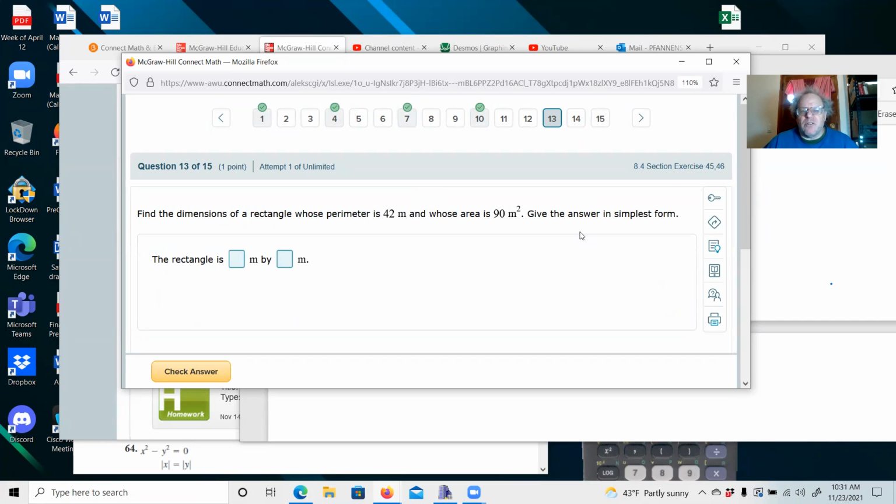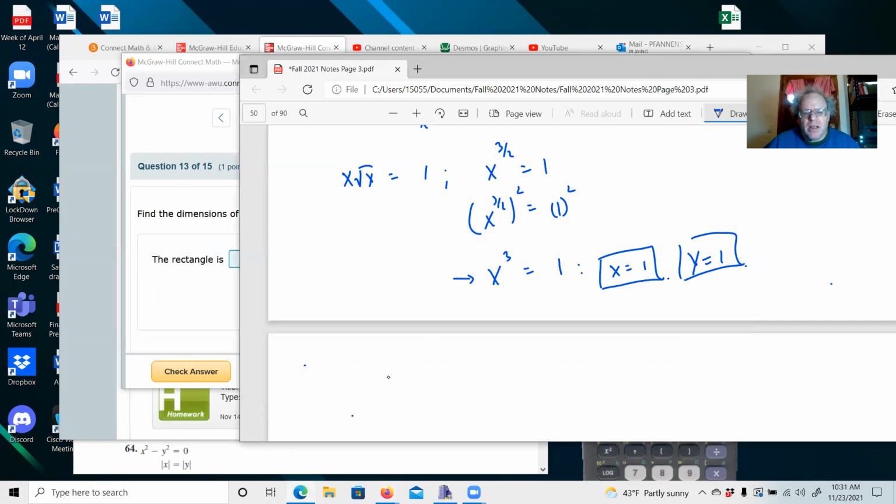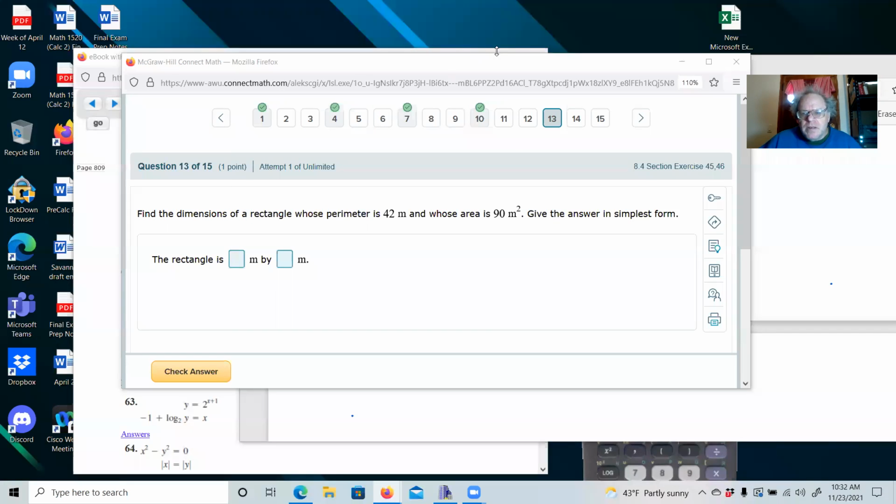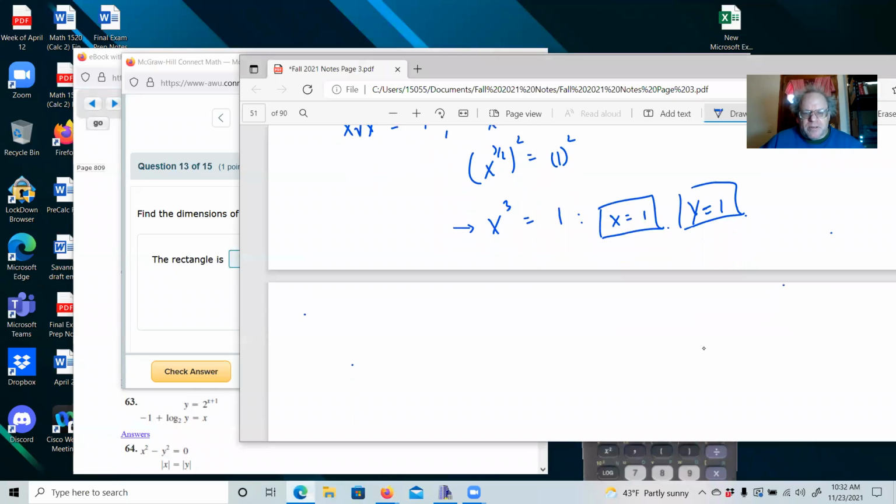Find the dimensions of a rectangle whose perimeter is 42 and area is 90. So let's draw a picture. What's a rectangle? My y will be the left and right side, because that's my y, up and down. X will be the top and bottom.